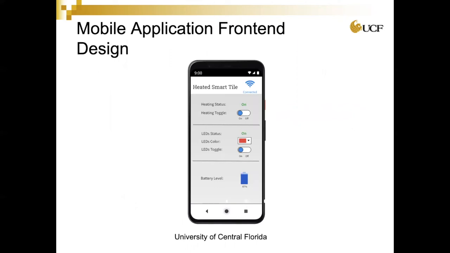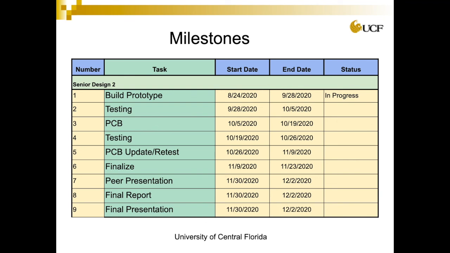This is the design for the front end of the mobile application. The mobile application will be used more to monitor the device and perform select operations on it. It will have toggle switches for the heating element and the LEDs, status indicators for both, and a drop-down menu for the LED color change. The mobile application will also have an indicator to show if the tile is properly connected to the Wi-Fi and to the power source.